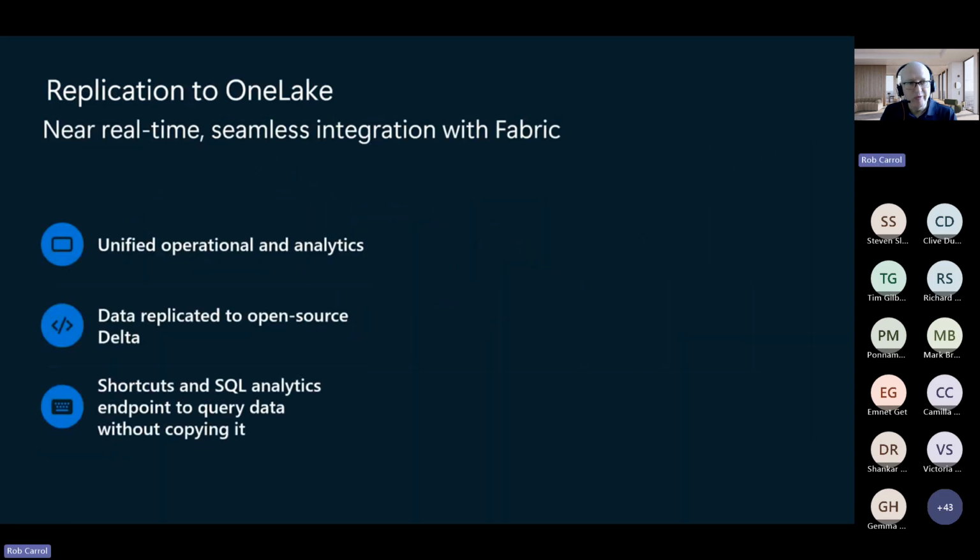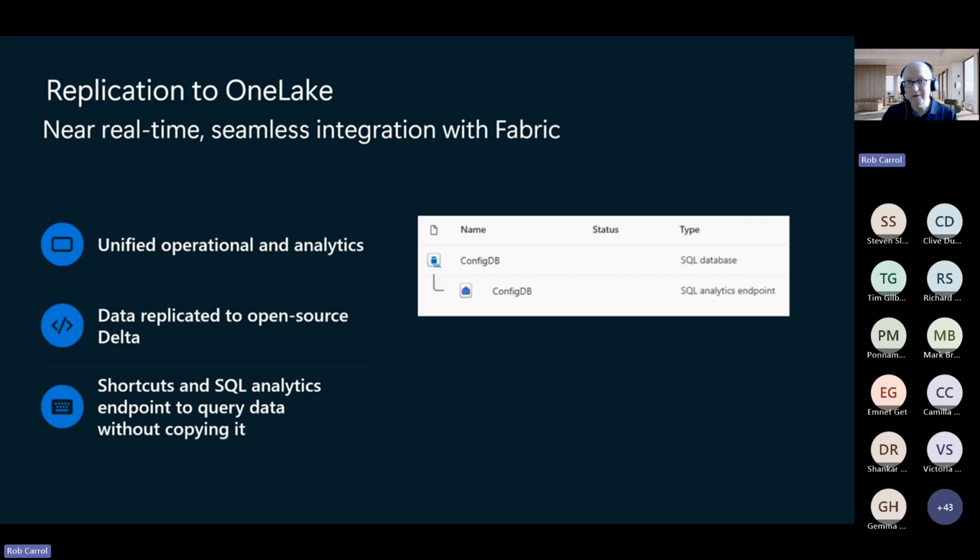So just a little bit more about the replication to OneLake. This unifies the operational and analytics queries, and those Delta tables are built on open source technologies, and you can create shortcuts and use a SQL Analytics endpoint to query the data without actually physically copying it yourself. So you have that separate copy of the data in Fabric that you can query.